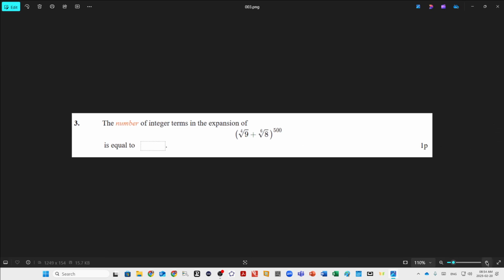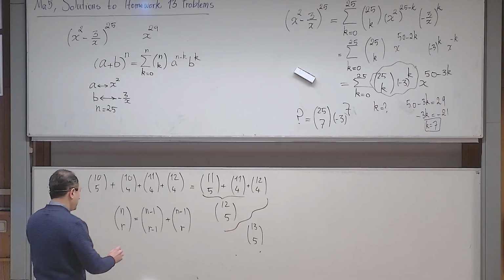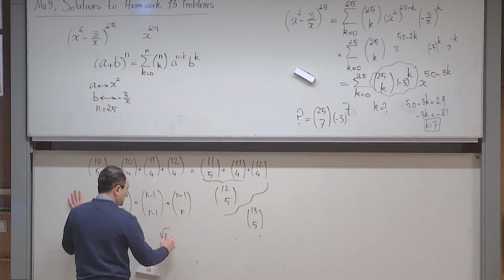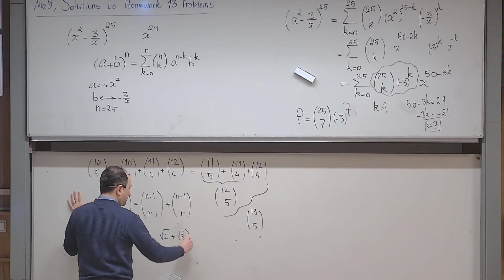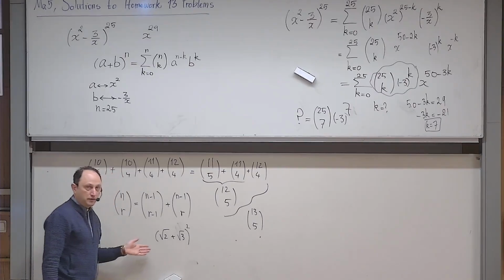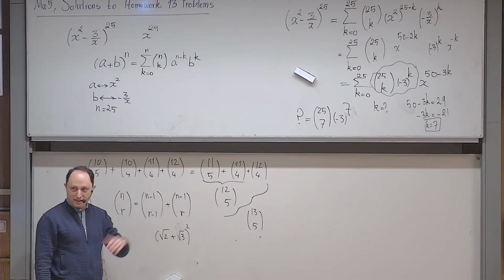This one was a little bit more interesting. The number of integer terms in this expansion is equal to what? We want to see, because you know, for example, if I want to give you a simple example, if I have square root of 2 plus square root of 3 and I raise it to power 2, this radical sign sometimes survives and sometimes is eliminated.